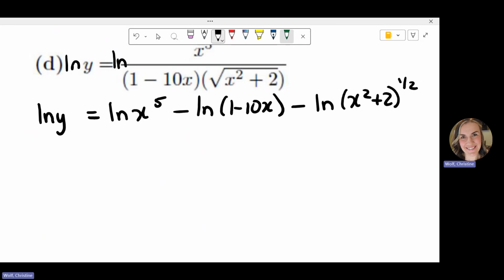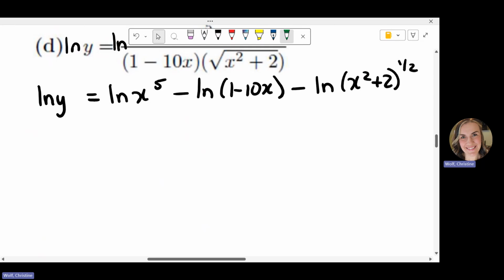No, it's because there's two binomials. So whenever you have two binomials, you need to have brackets around both binomials. Okay. So now we are still in log law mode because I see powers kicking around.